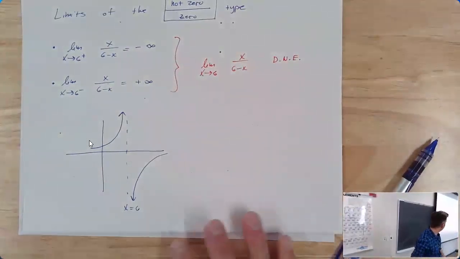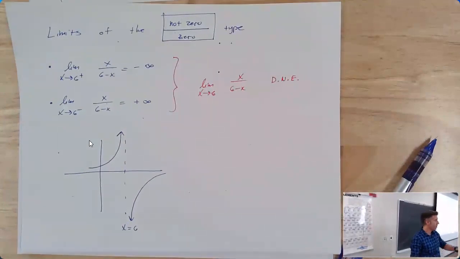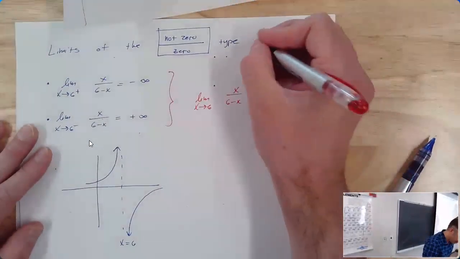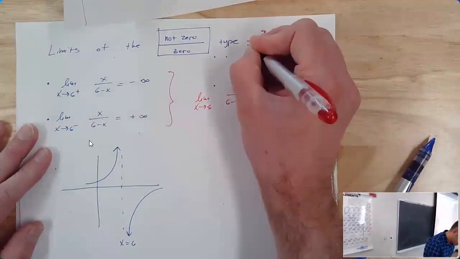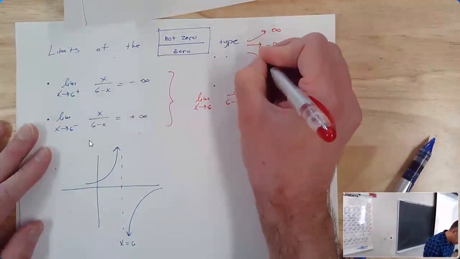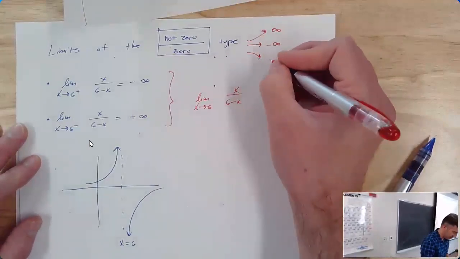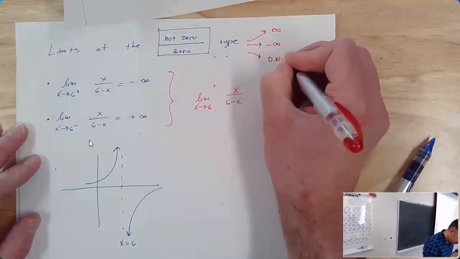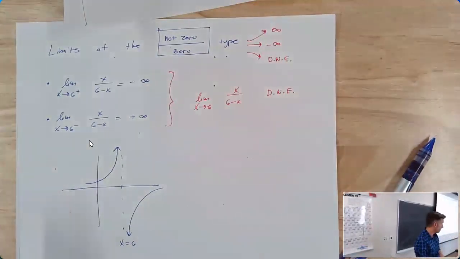So when you have a non-zero over 0 type, only one of three things can happen. You either get infinity, negative infinity, or if it's two-sided, you could get it not existing. But you could also get it existing. And I'll show you that in a second.